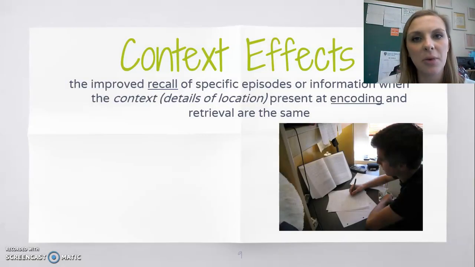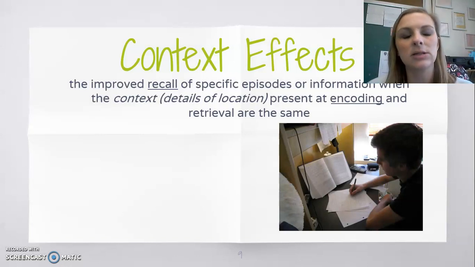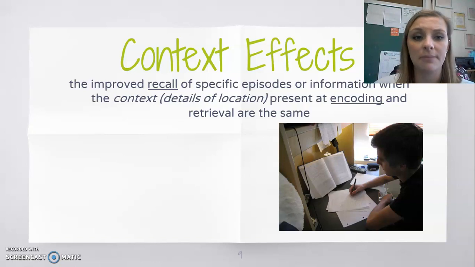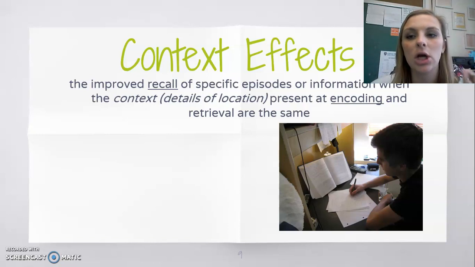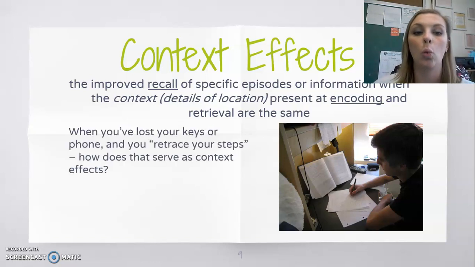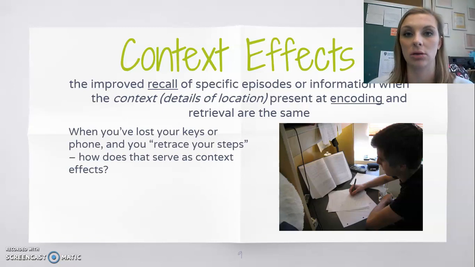Okay, let's talk about some other ways of retrieval. Context effects improve our recall of specific episodes or information when the context, so the details of the location, present at encoding and retrieval are the same. The idea is that you remember things better when you're in a similar location. Okay, so context, your surroundings. So when you've lost your keys or something, right? It's better if you retrace your steps because you can remember what happened while you were in those places.